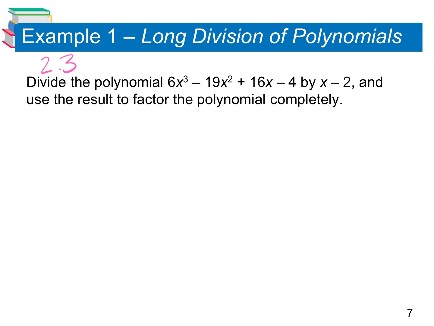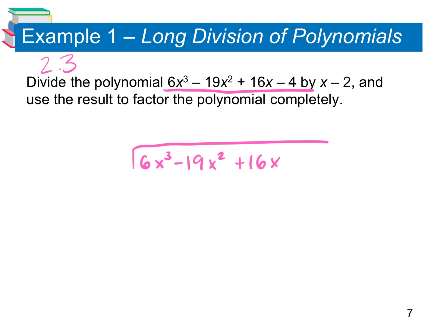So we're going to start by writing the long one inside the box. Just like how we would do long division with numbers, we do the same thing, but just with terms, with our polynomial here. So 6x cubed minus 19x squared plus 16x minus 4, and then x minus 2 goes outside the box.